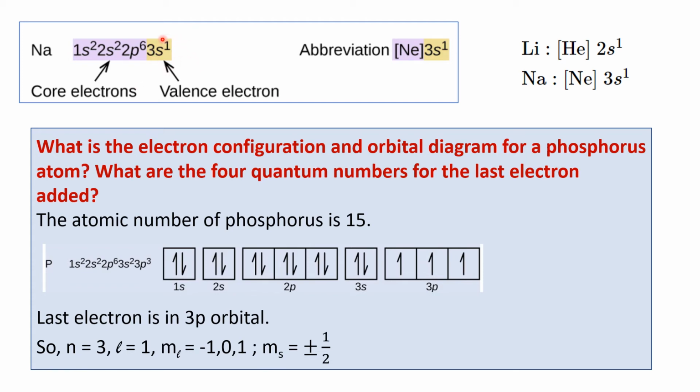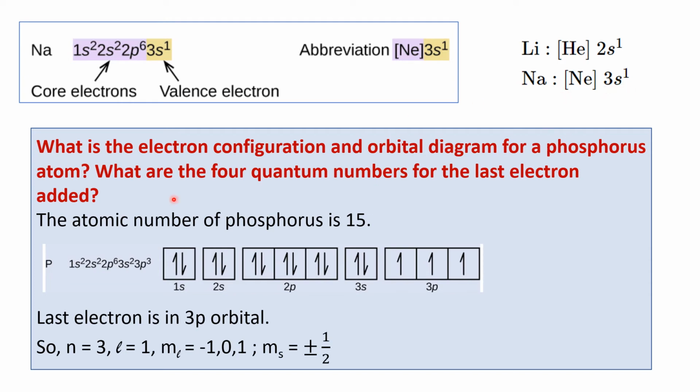So the outermost orbital has the valence electrons. The electrons which are present in the outermost orbital are the valence electrons, and the inner electrons are called the core electrons. So this electronic configuration can also be written as [Ne] 3s1 because this purple part is the electronic configuration of neon. So we can write the noble gases in square brackets, and then we can write the rest of the electronic configuration as it is written here. So for lithium you can write it as [He] 2s1, and for sodium you can write it as [Ne] 3s1.